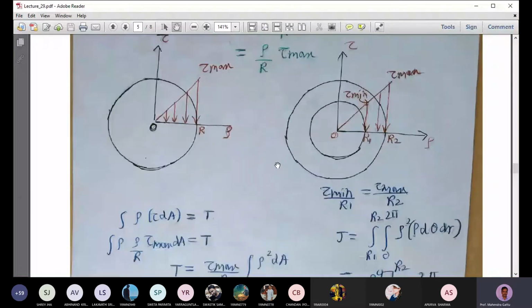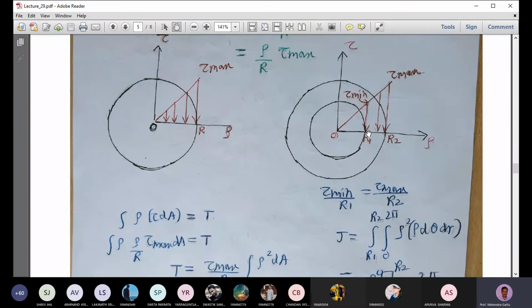And suppose instead of a solid circular shaft, we have a hollow circular shaft. So what is happening? The interior part is removed. We have material only between the outer diameter and the inner diameter. So the inner radius is R1, the outer radius is R2. There is no change in the shear stress distribution. It will again be linear with the maximum occurring at the outer edge.